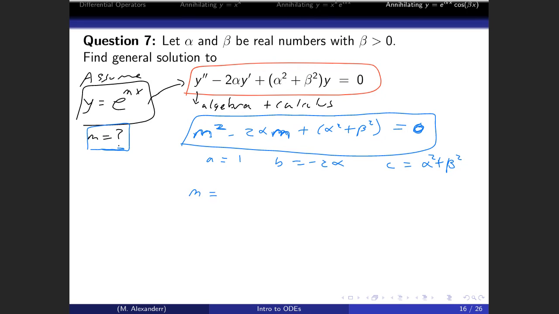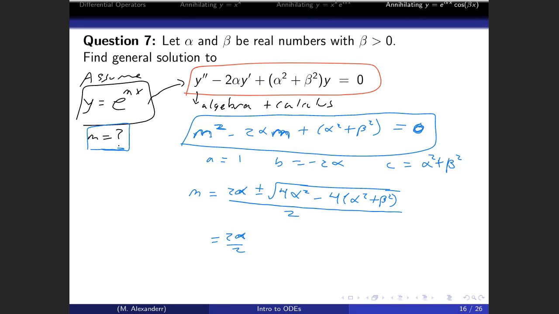And so the quadratic formula says that this is going to be -b, so 2 alpha plus or minus the square root of b squared, which gives us 4 alpha squared minus 4ac, and then this becomes alpha squared plus beta squared. So I'm just using the quadratic formula here, nothing complicated, divided by 2a, so this is just 2. Now I need to simplify this a little bit, so this is going to be 2 alpha divided by 2. And notice that when you distribute the -4, the -4 alpha squared cancels out with the +4 alpha squared. So you only get the following.